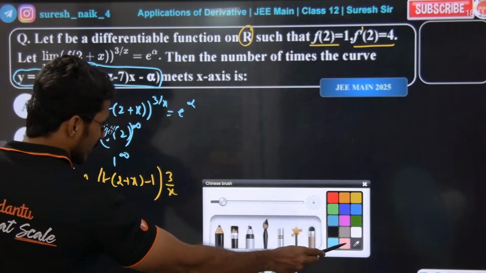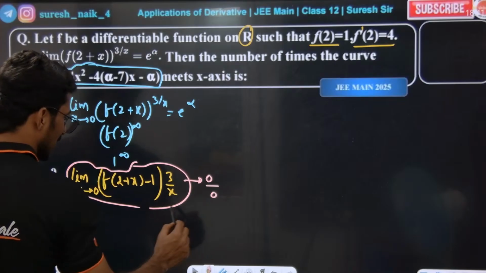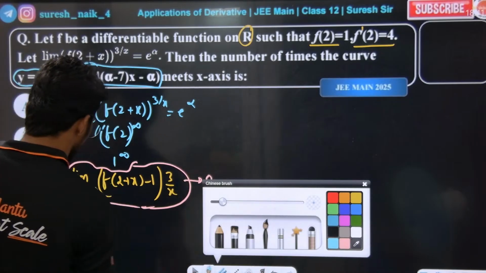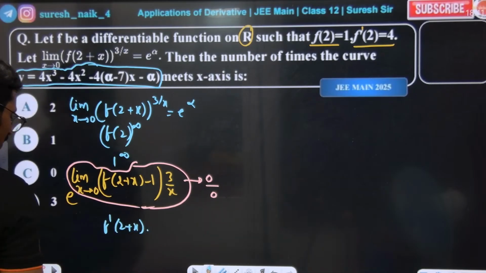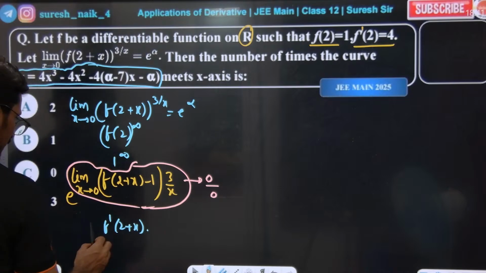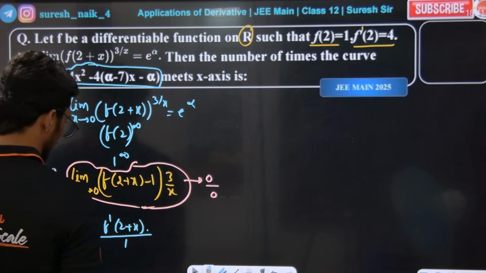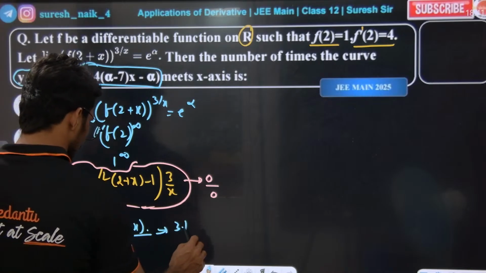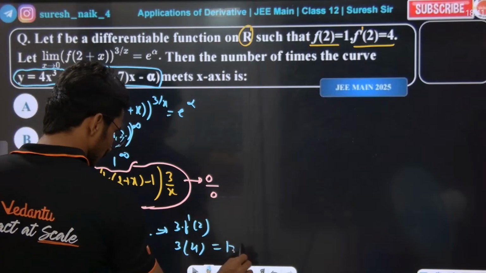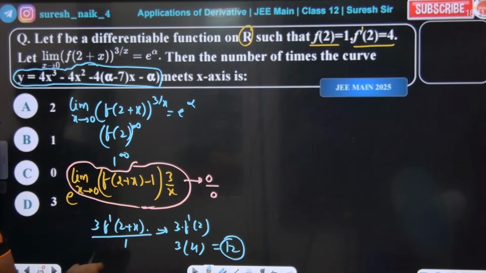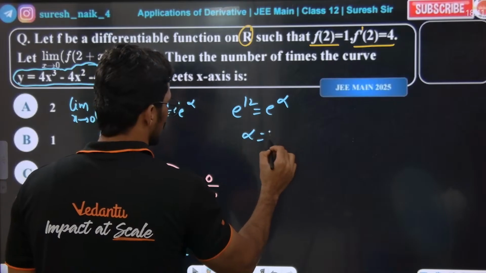Since this is a 0 by 0 form, I can apply L'Hopital's rule. Applying it, we get f'(2+x) times 3, that is 3 times f'(2+x) by 1. Putting 0, we get 3 into f'(2), and f'(2) is 4, so this is 12. The answer of this bracket is 12. So e to the power of 12 is equal to e to the power of alpha, given. Alpha is equal to 12 now.